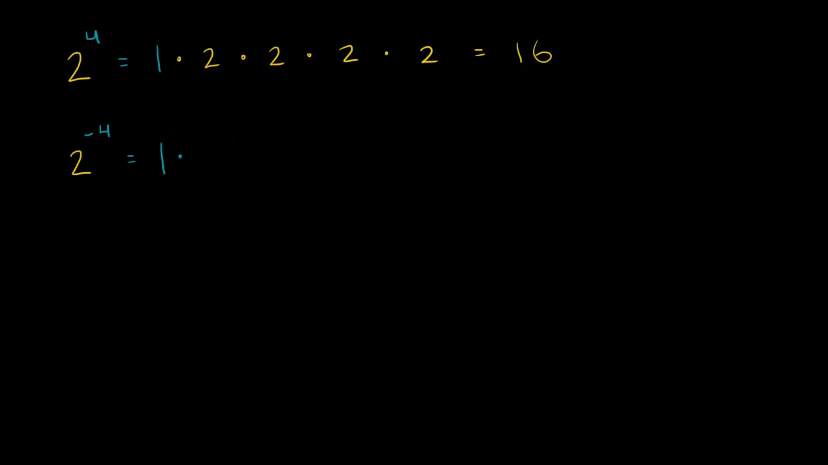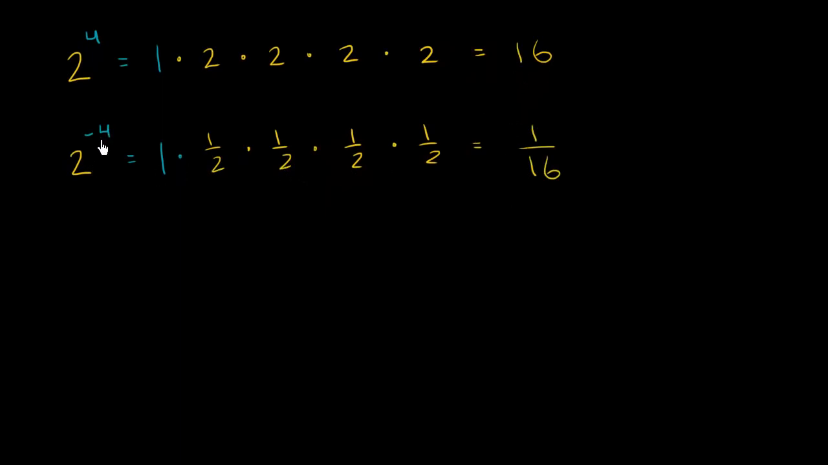So we could say that this is 1 times 1/2 times 1/2 times 1/2 times 1/2. Notice, multiplying by 1/2 4 times is the exact same thing as dividing by 2 4 times. And in this situation, this would get you, well, 1 times 1/2 is just 1/2, times 1/2 is 1/4, times 1/2 is 1/8, times 1/2 is 1/16. And so you probably see the relationship here.